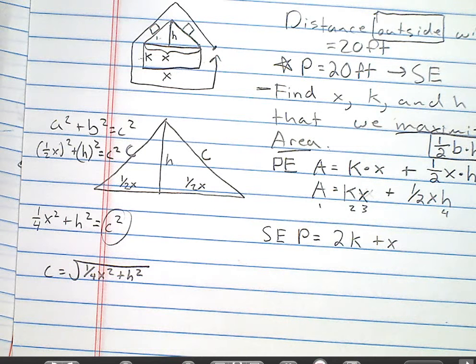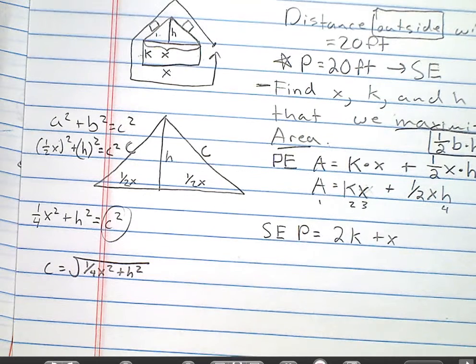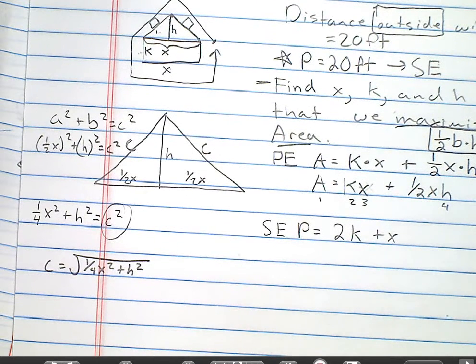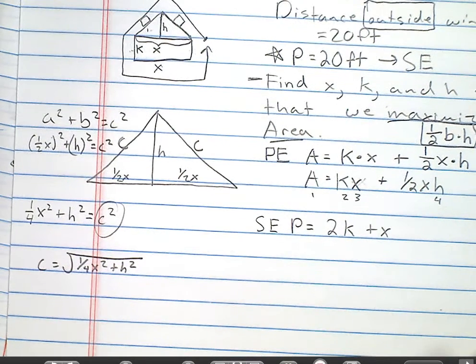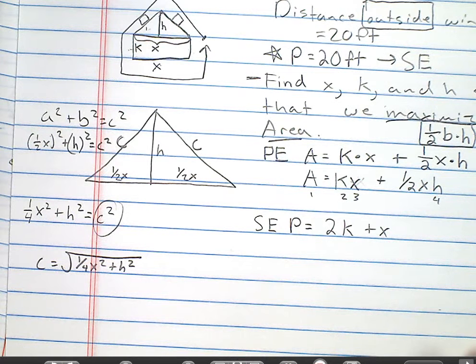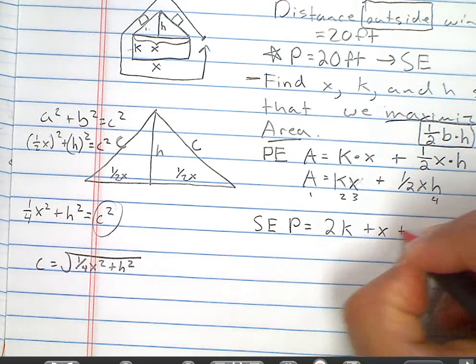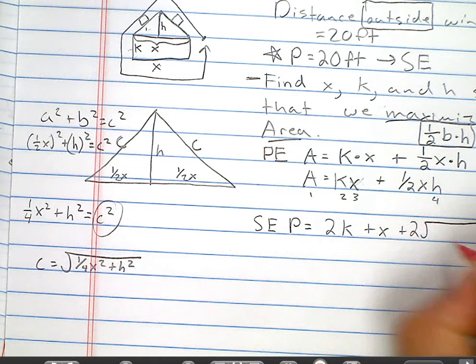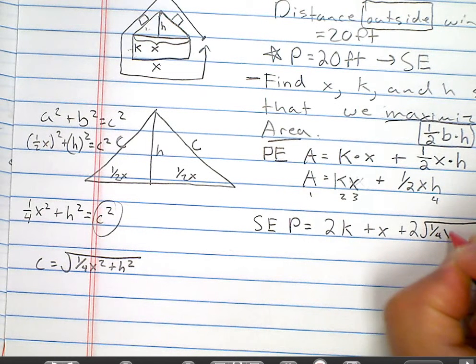But how many c's do we have? We have two c's. So what are we going to put in our perimeter formula? We're going to put two of those c's. So 2 square root of 1/4 X squared plus H squared.